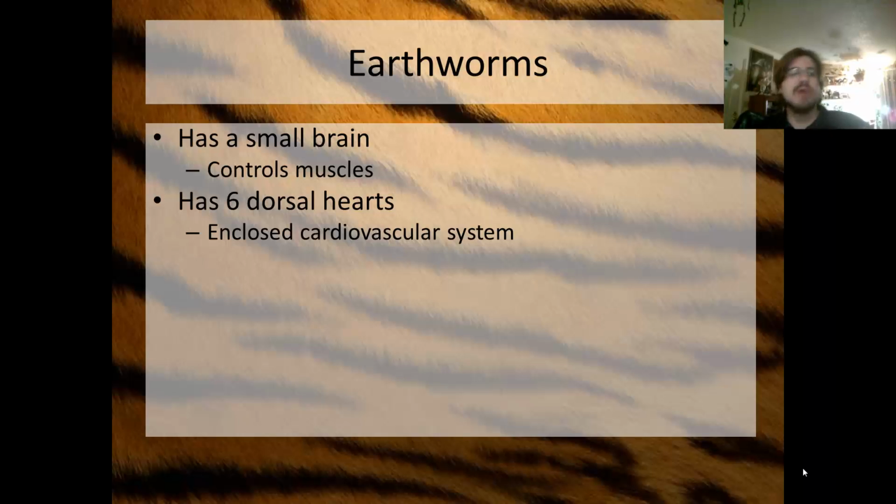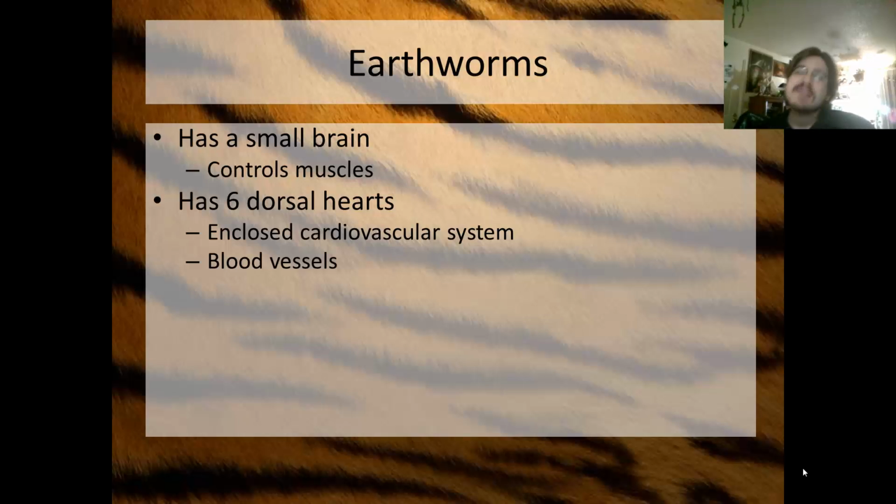Earthworms have an enclosed cardiovascular system. That means that all their blood is found inside blood vessels. So you have blood vessels going from the hearts to the body, and then blood vessels going from the body back to the hearts. And the entire time, all of the blood is always inside blood vessels. If the blood is not in the blood vessel, the earthworm has been wounded. So that's what an enclosed cardiovascular system is.